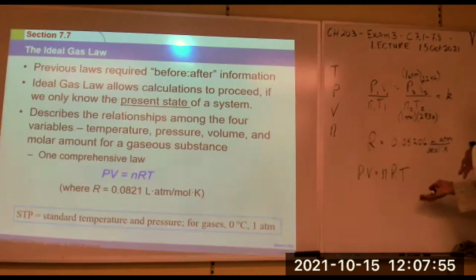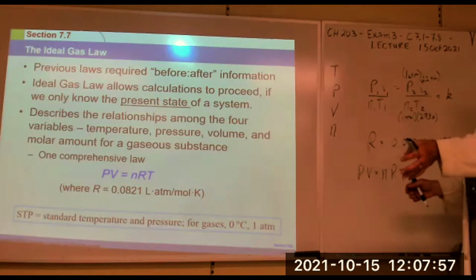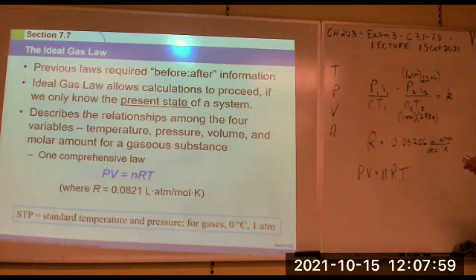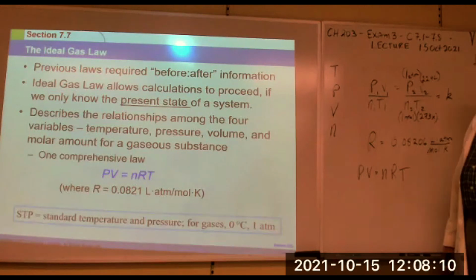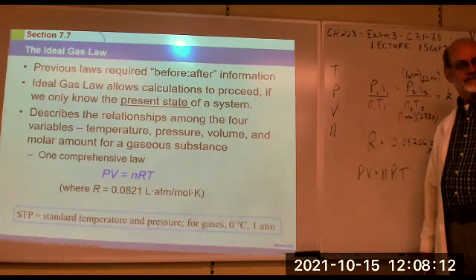That's your state function, not the before and after function. And this is the one we'll be using. I write 8206, they write 821. They just rounded it off here. Either one will get you close enough to get the correct answer on the test.